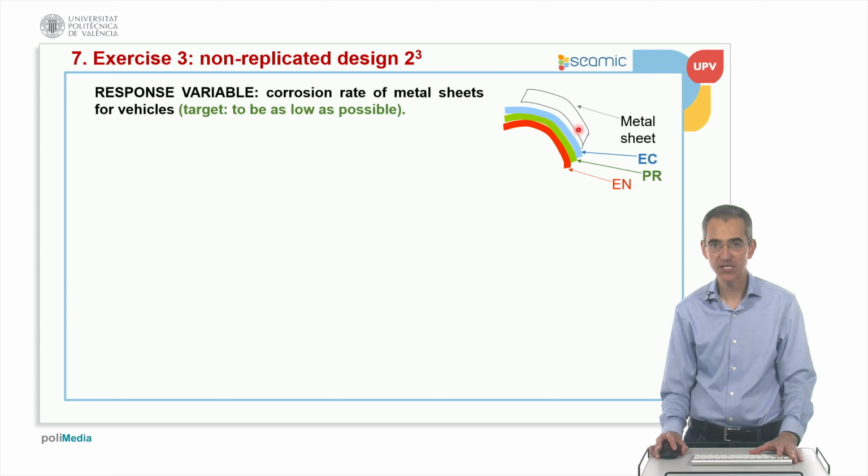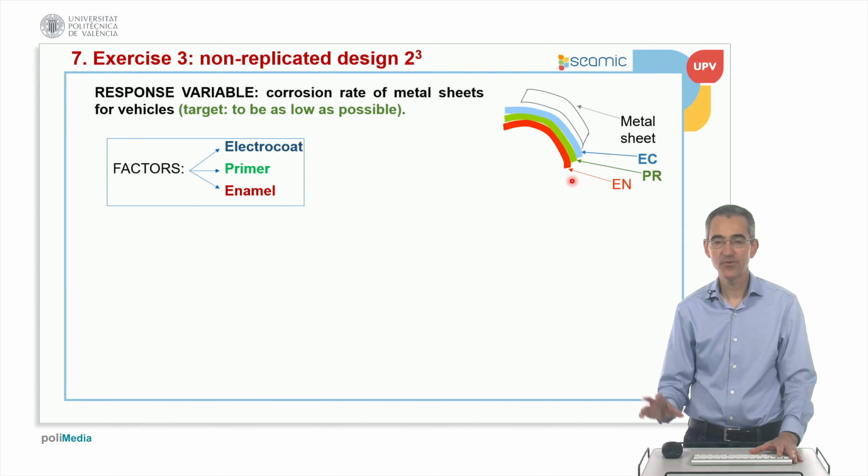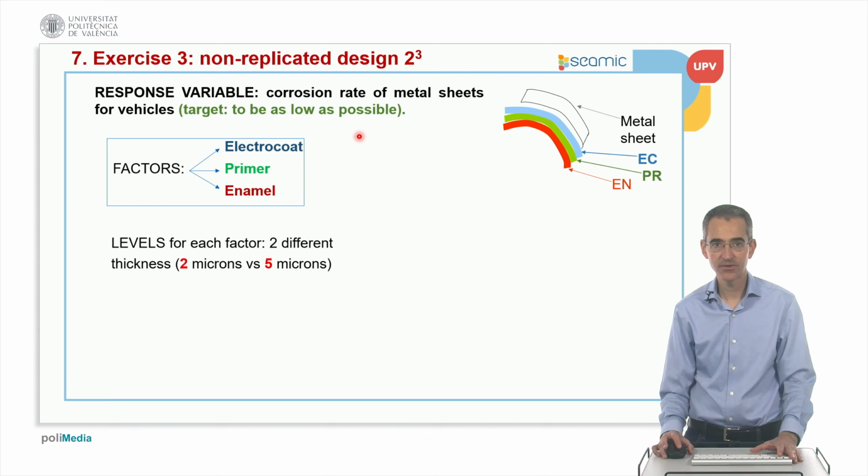So we have the metal sheet. So we have a first layer, which is called electrocoat. Then we have another layer, which is primer. And then we have a third layer, which is called enamel. Okay. So the 3 layers are used to reduce the corrosion rate, but we can choose 2 different thickness, which can be 2 microns or 5 microns.